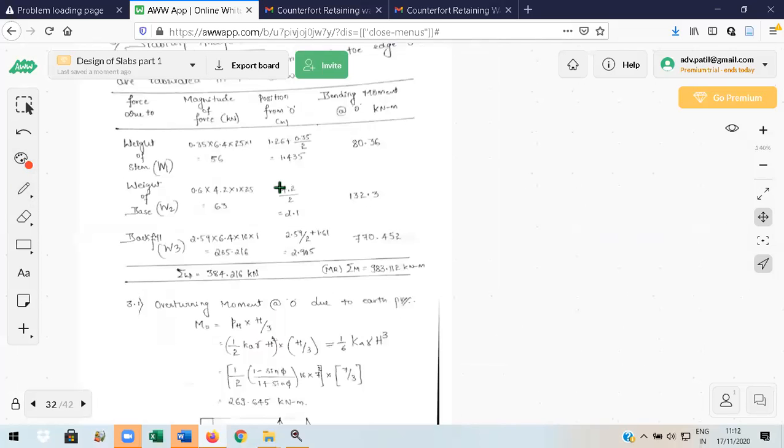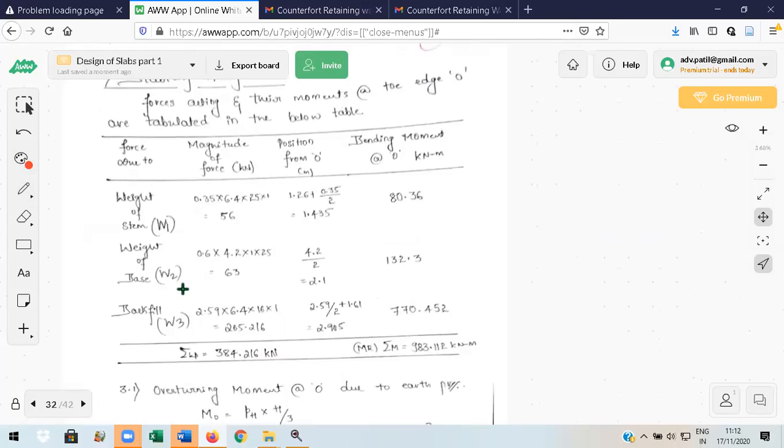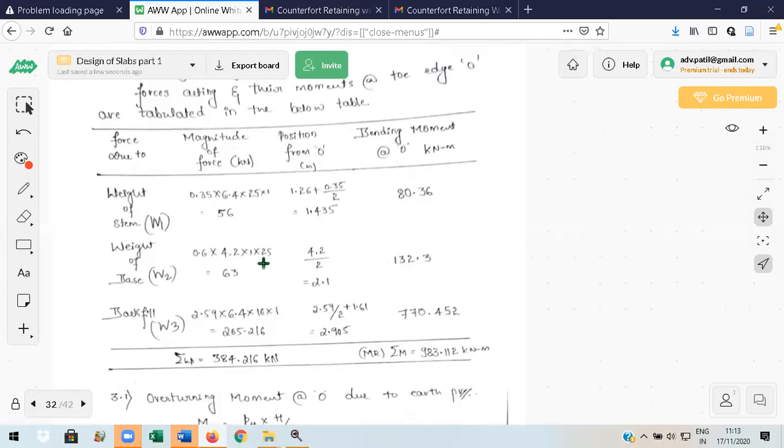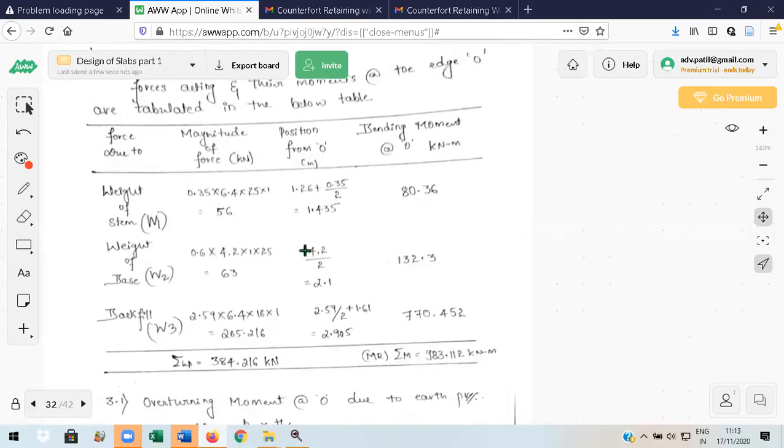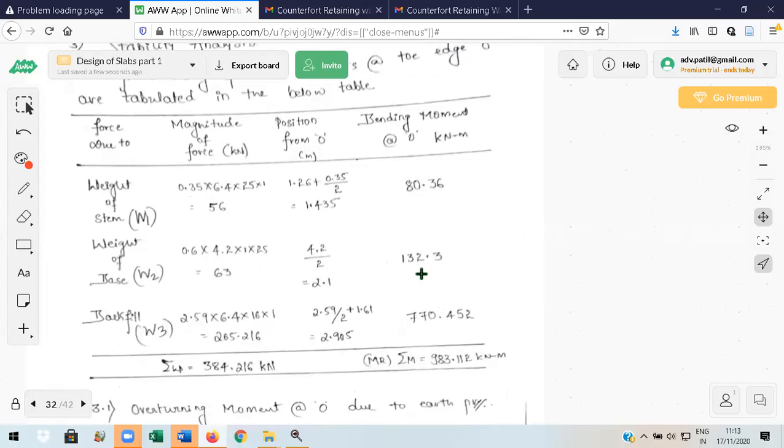Absolutely, there is no confusion here. Weight of the base is 0.6, thickness 4.2, entire dimension of the base. 1 meter is the length of the base here. 25 is density of concrete, 63. 4.2 by 2 from O. So 132, multiply 63 into 2.1.